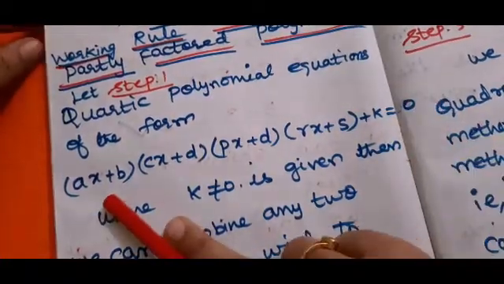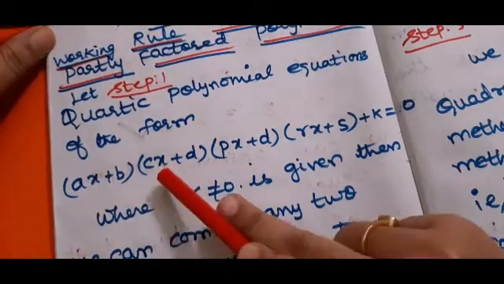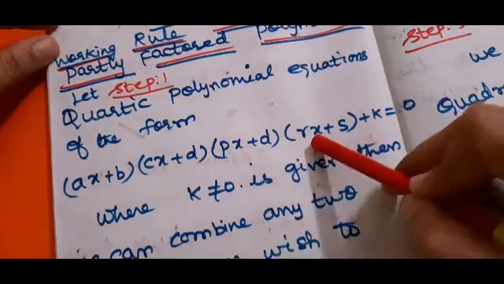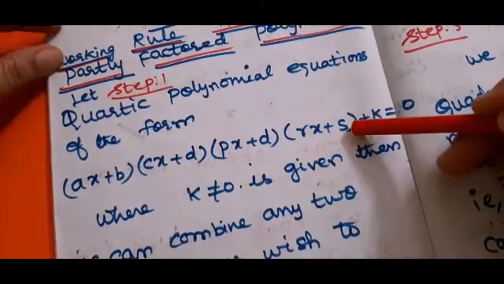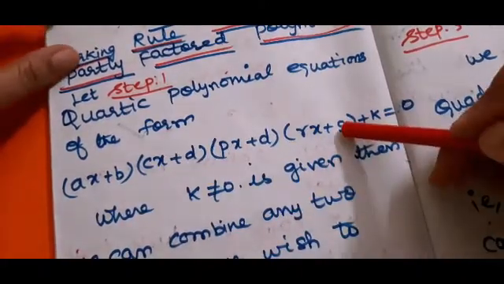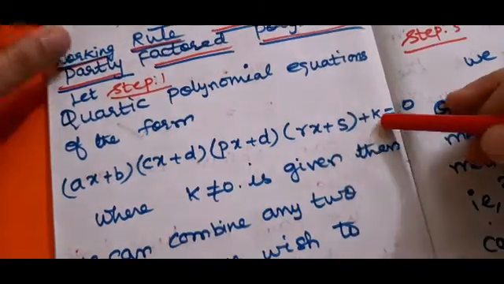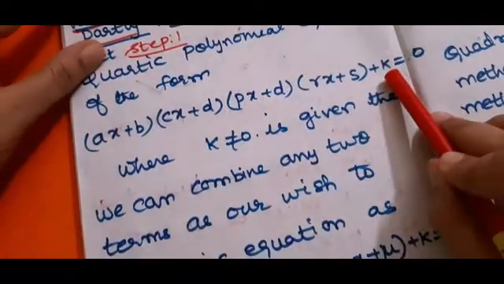Why are we calling it a quartic polynomial? Here x power is 1, here also x power is 1, and here also, and here also x power is 1. If you multiply together, you will get a polynomial of degree 4. That's why it is called a quartic polynomial, where k is not equal to 0. This k should not be equal to 0.